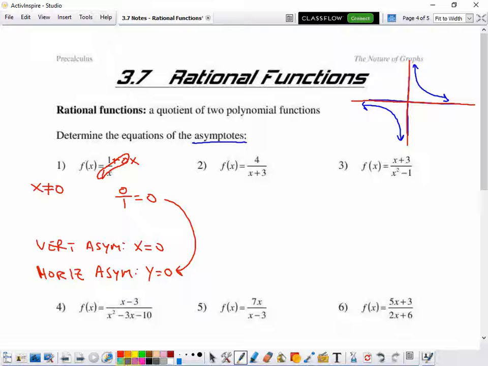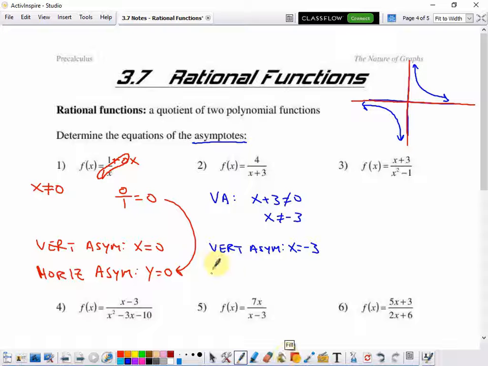So in number 2, I can find the vertical asymptote by setting the denominator equal to 0. The denominator cannot equal 0, so x cannot equal -3, which means for this equation, the graph is going to be shifted 3 to the left, so this vertical line right here would actually be at -3. So the vertical asymptote is at x equals -3.